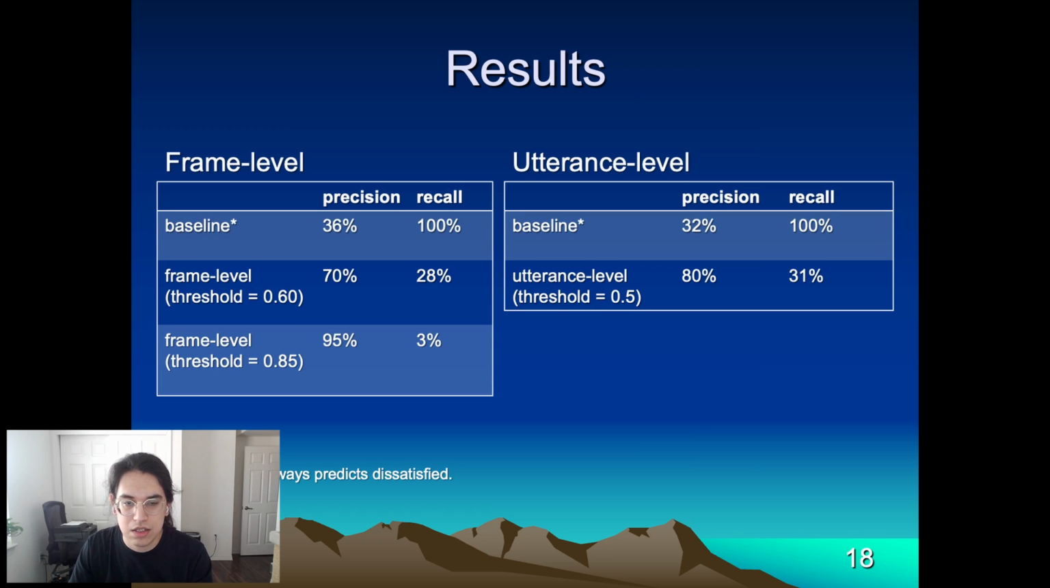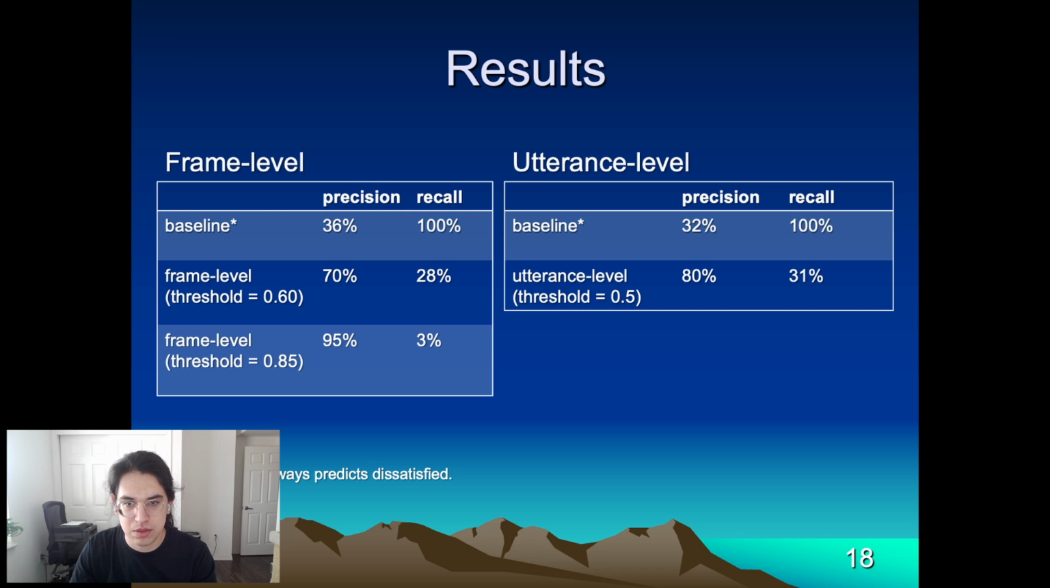So we want to focus on detecting dissatisfaction, which is our positive class. And so precision does that. It's measuring what proportion of frames predicted as dissatisfied were actually dissatisfied. Here are the results as precision and recall scores for the different thresholds. The baseline is always going to predict dissatisfied. So starting with the frame level results, when the threshold is 0.6, we have a precision of 70% compared to 36%, and a recall of 28% compared to 100%.